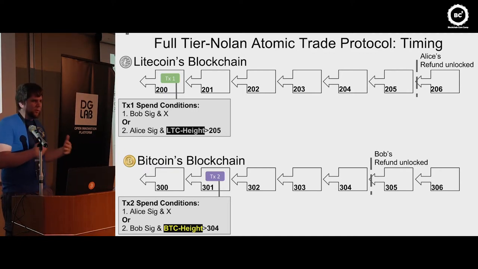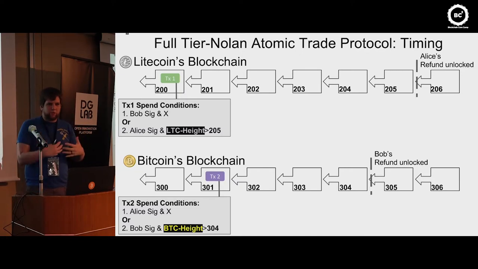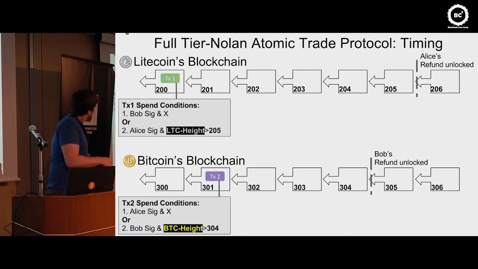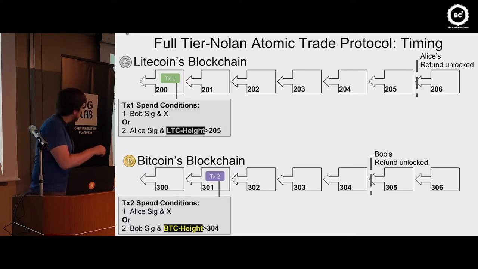So there are some important details with regards to timing for this protocol to be fair and to prevent cheating. So I'm going to represent two blockchains. Litecoin blockchain above, Bitcoin blockchain below.